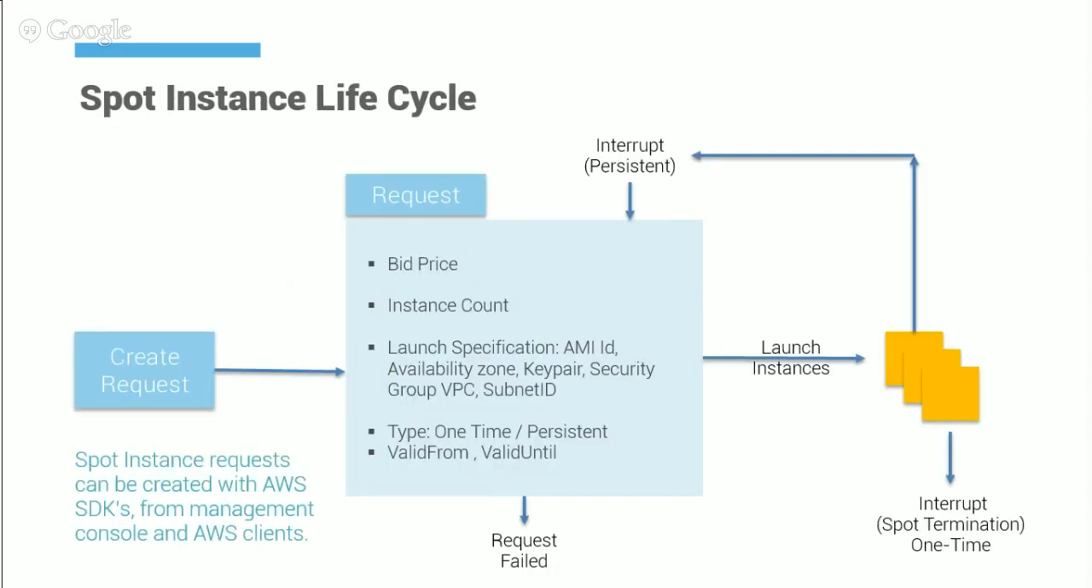Just about the life cycle of a spot instance. You create a spot request. You can do this from the AWS SDK, from the management console, or from the CLI. In the following slides, I'll talk about how you can launch it from the management console. When you create a request, you send it with certain parameters: the bid price, and the instance count, how many spot instances you want. You also give a launch specification in terms of the AMI ID, the AZ that you want this to be launched in, security group, VPC, and subnet ID.